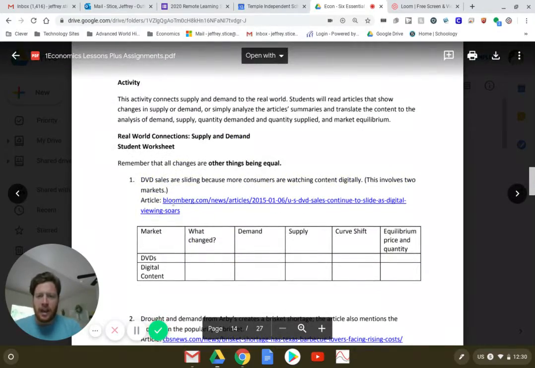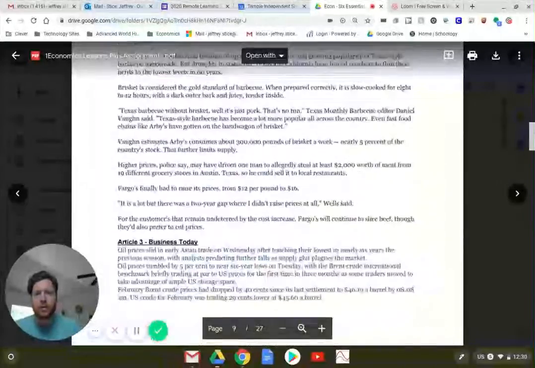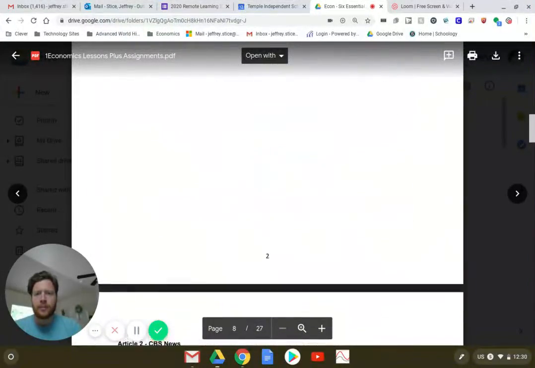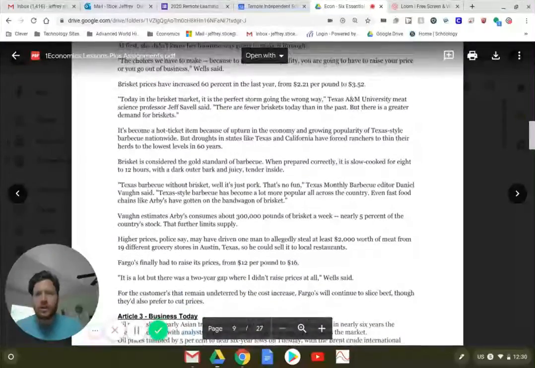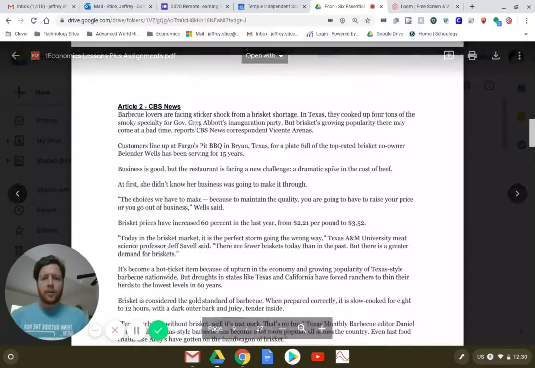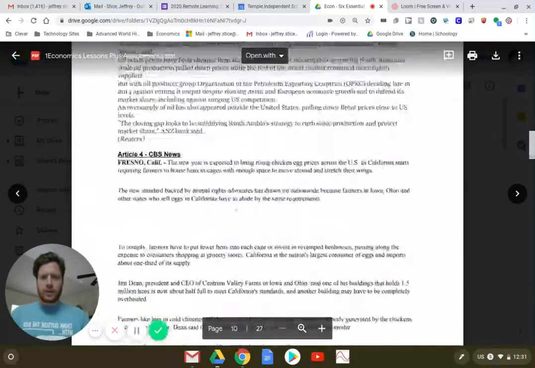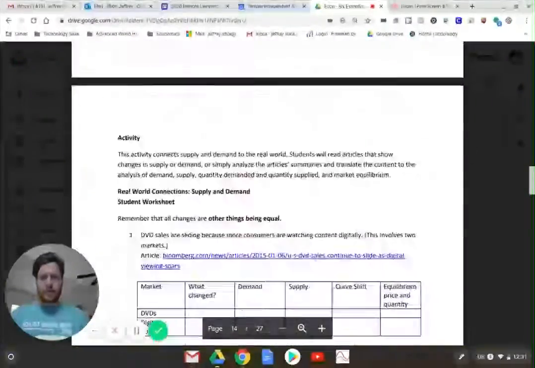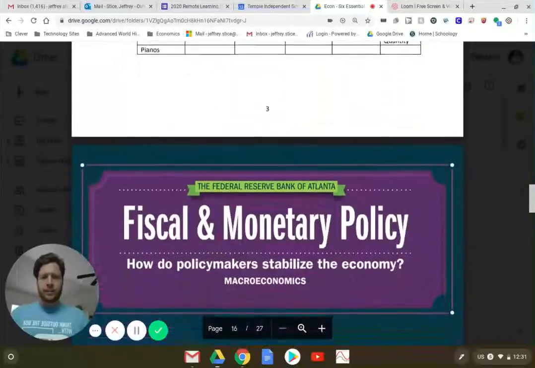And it has hyperlinks to these articles, but all of the articles are above. So the first article, the Bloomberg article, you don't have to do. I put it in the instructions, but the second article is here. It's called Article 2, CBS News. It's about barbecue and brisket shortages. So you'd read the article and answer the questions about supply and demand. Okay, so that's the supply and demand activity.